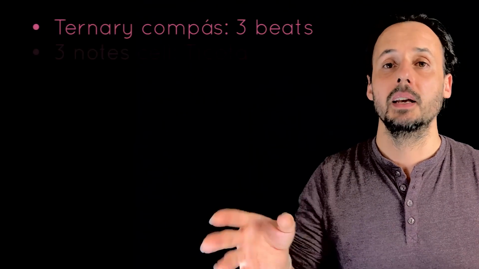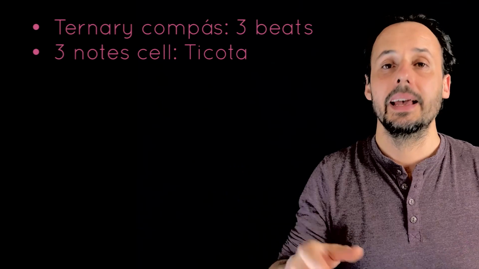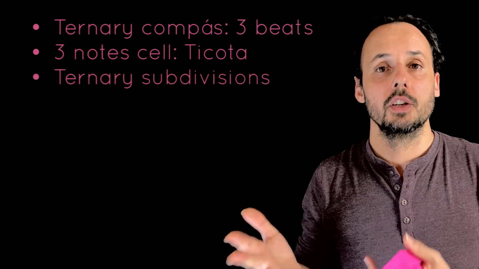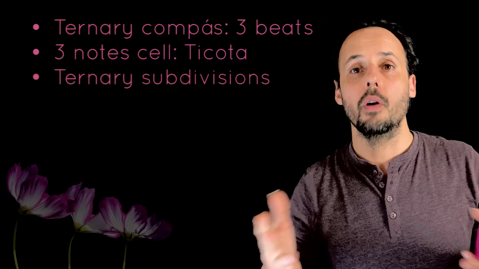So far we have a ternary compass, 3 beats, a cell of 3 notes, and ternary subdivisions. So everything is in the world of 3.